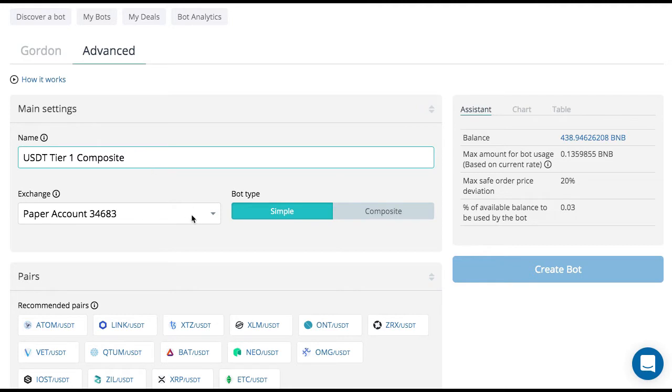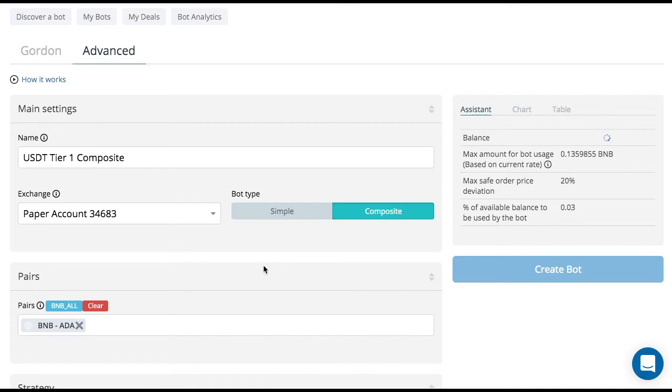to be. The second thing you're going to do is you're going to have already followed the tutorial from 3commas for connecting your exchange account. In this case, it says paper account, but for you, it might be your Binance account or whatever you're using to trade these. The next thing you want to do under bot type is you don't want simple because those are one pair. You want composite so that you can trade across multiple pairs.